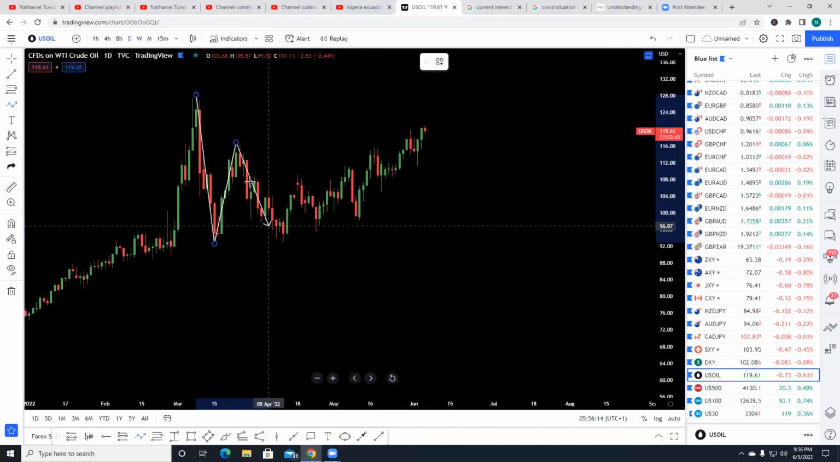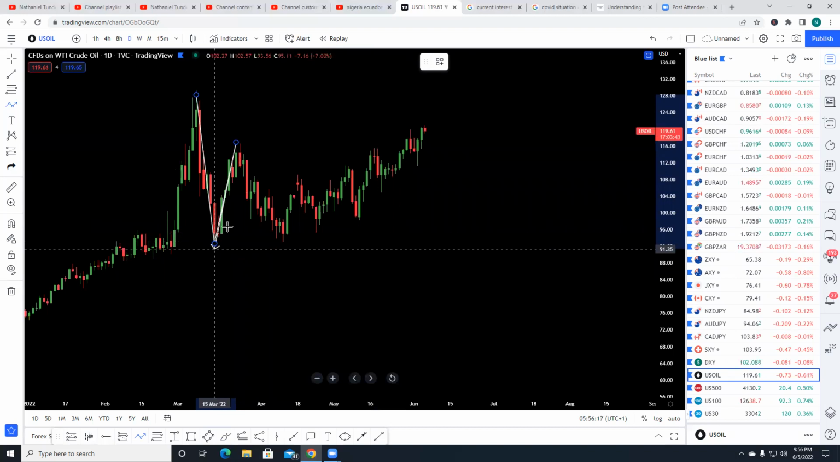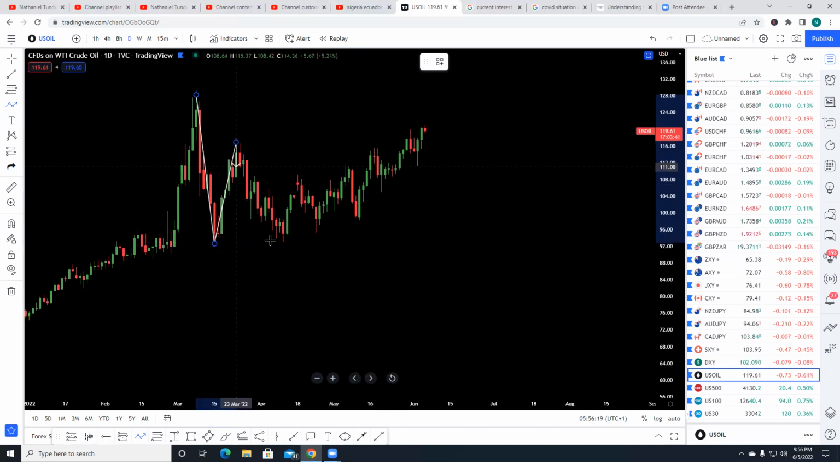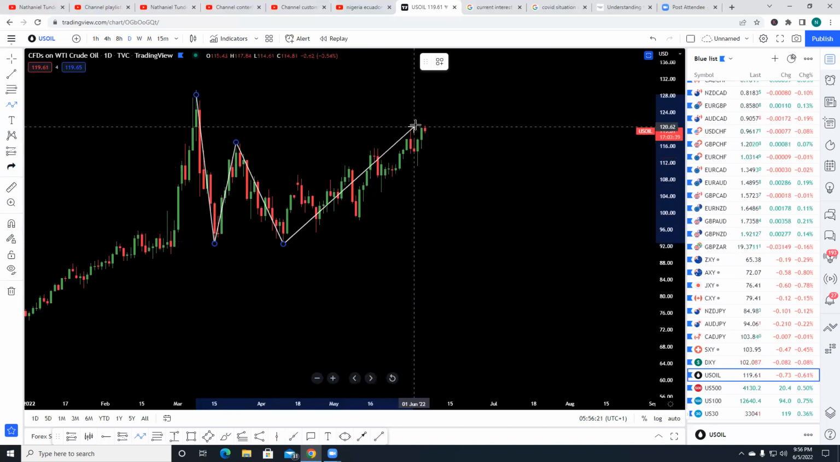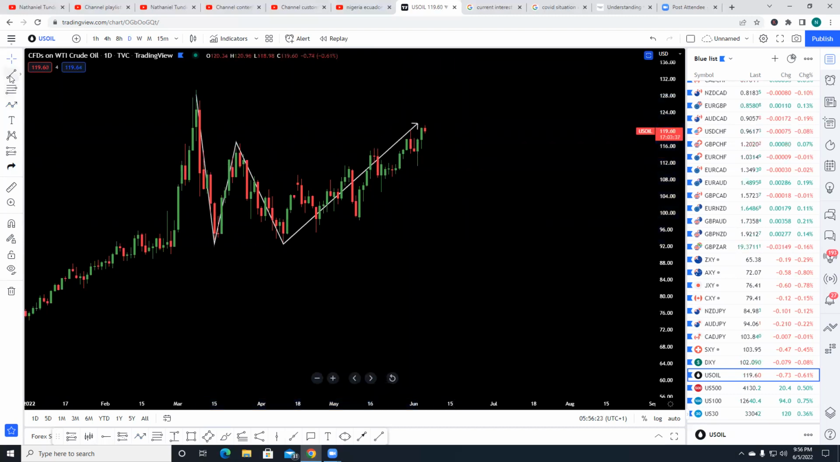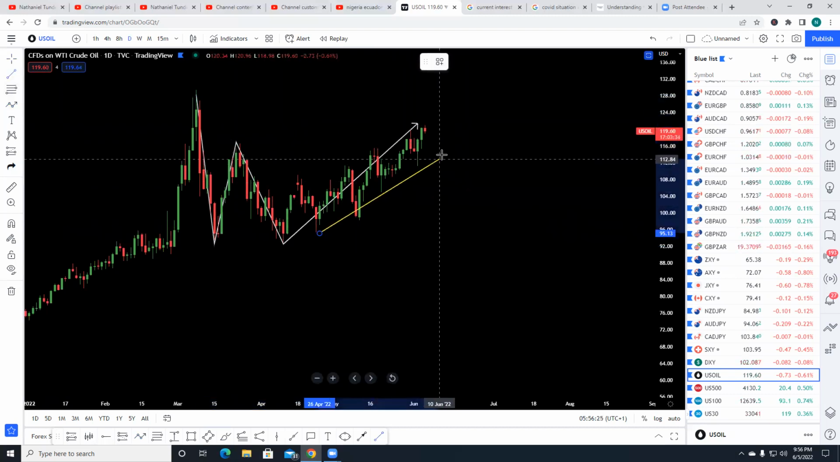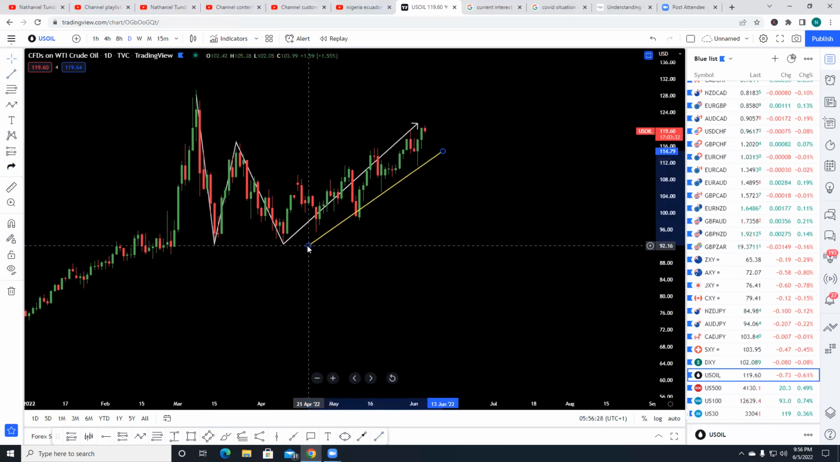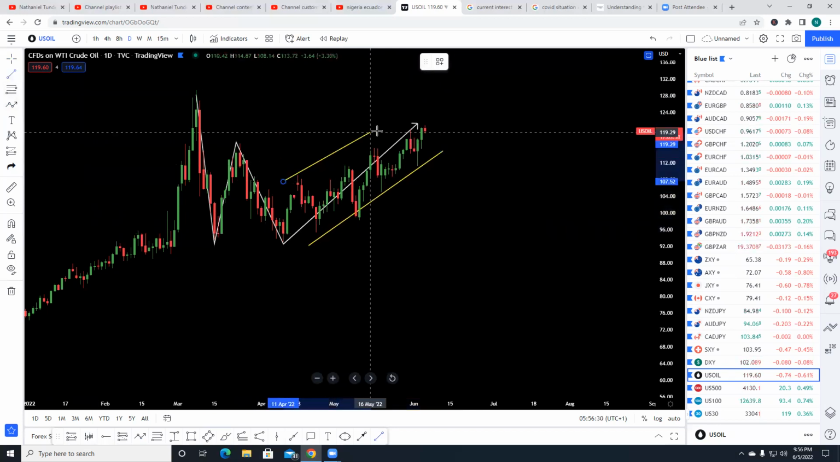Okay, if this is a correction, this can be A, this can be A, this is big A, small A, that B, and this C can be what is called a diagonal. You will see, okay, diagonal.